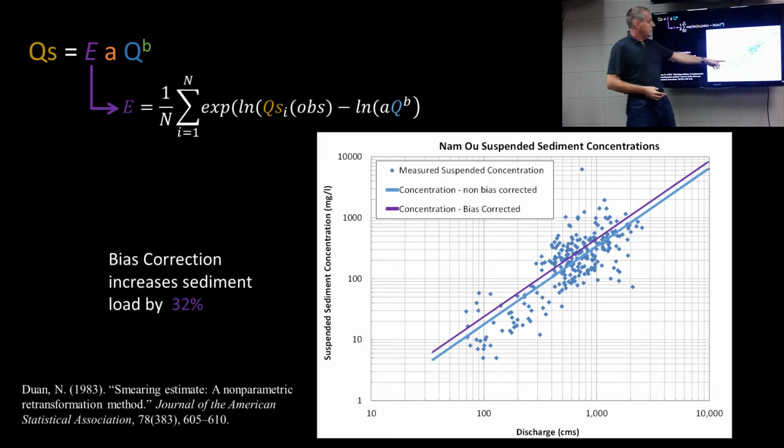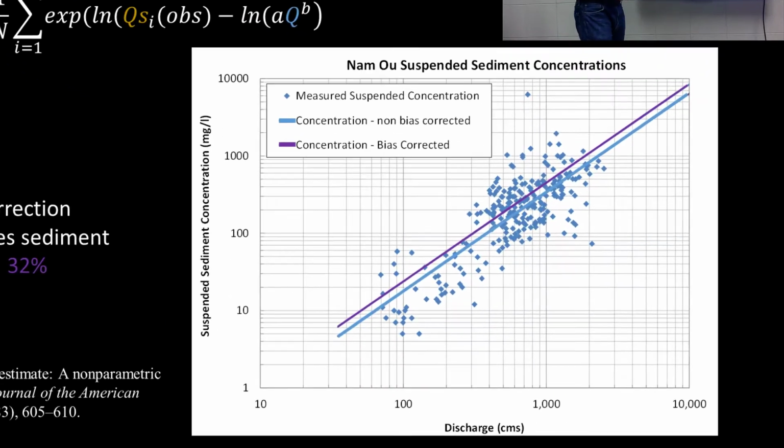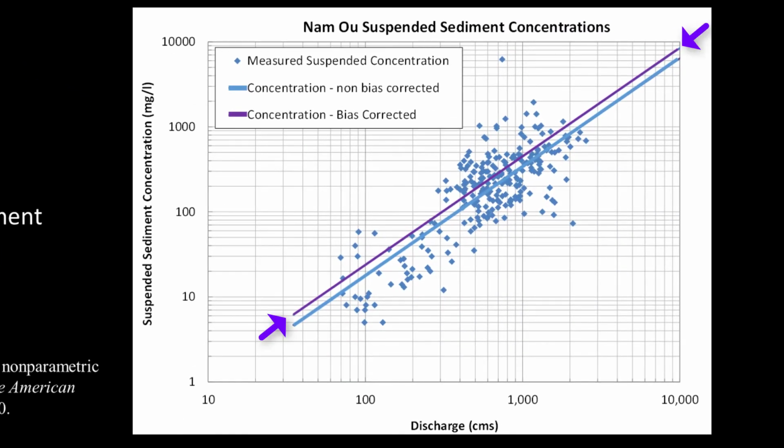And so in this case, we've computed what we call this Duan factor of 1.32. What that means is that the correct rating curve, the rating curve that actually will reproduce the right loads, is 32% higher than the biased rating curve that you would get from a least mean squared regression.